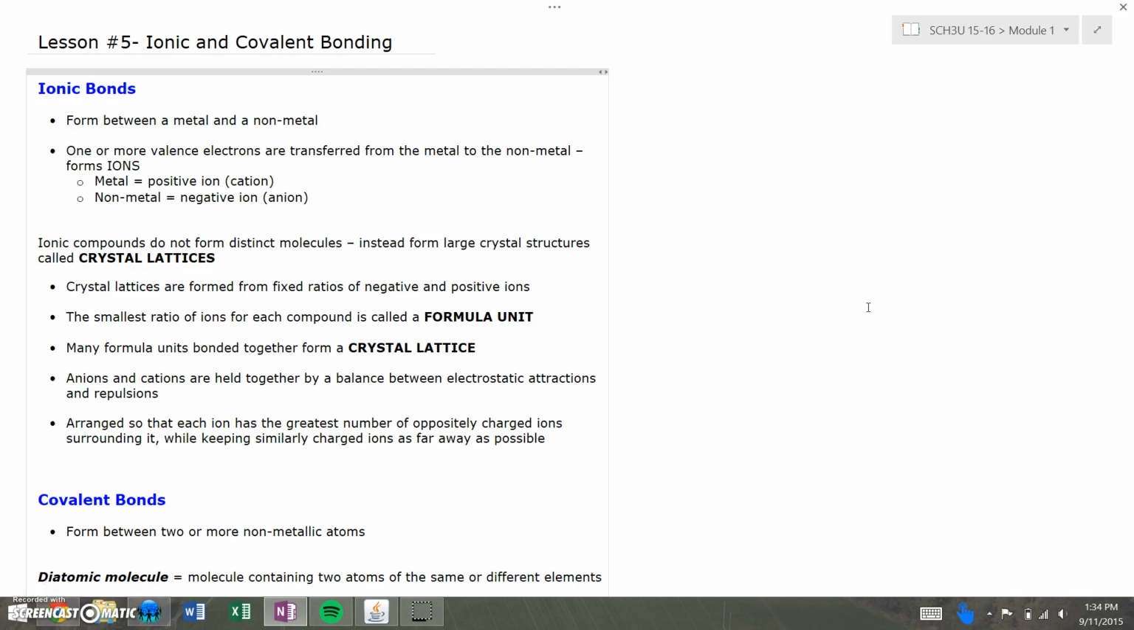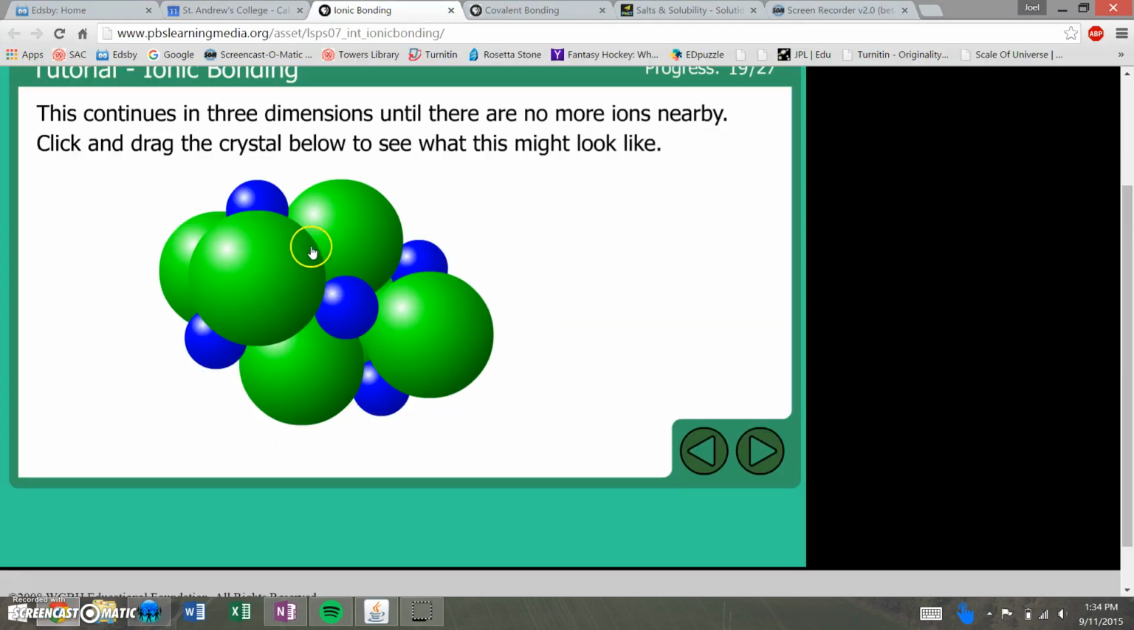The ionic compounds don't actually form distinct molecules like covalent bonds do. Instead, we get these large crystal structures, which we call crystal lattices. We actually create the formula for that compound by paring it down to its smallest ratio. So basically taking it down to its lowest common denominator. So what that looks like is this.